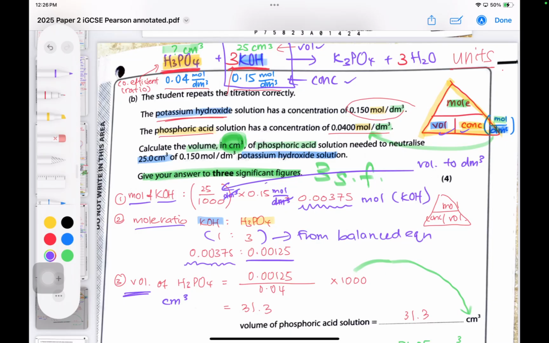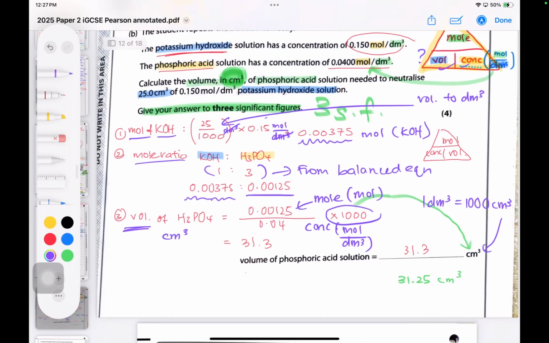So I go back to the triangle over here, my triangle again. If I want to find volume, I simply need to take the mole divided by concentration. And you need to make sure they are in the same units. My mole is of course in mole, and my concentration 0.04 is in mole per dm cube. Okay, and I'll get a number, but why do I multiply by 1000? It's because 1 dm cube equals 1000 cm cube, and because they want me to present my answer in cm cube, I need to make sure I do this multiplication by 1000, and at the end of the day I will have 31.3 cm cube.